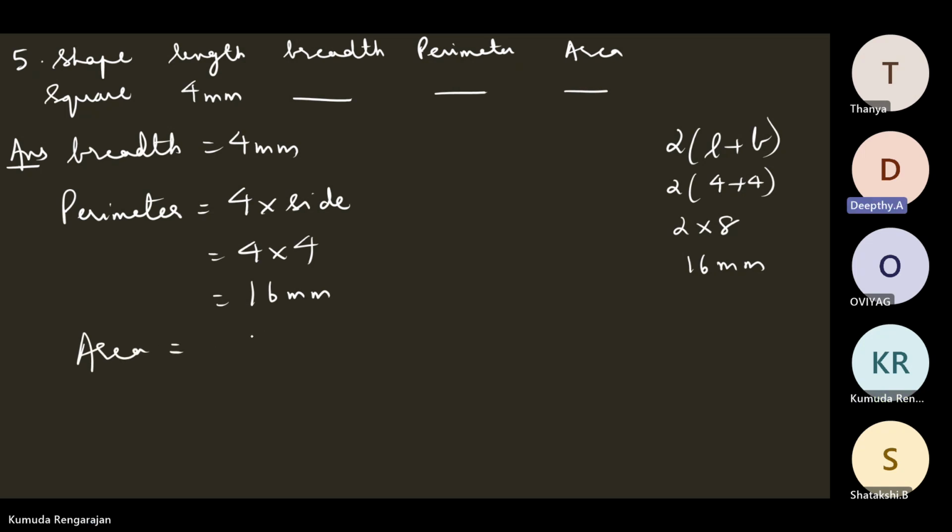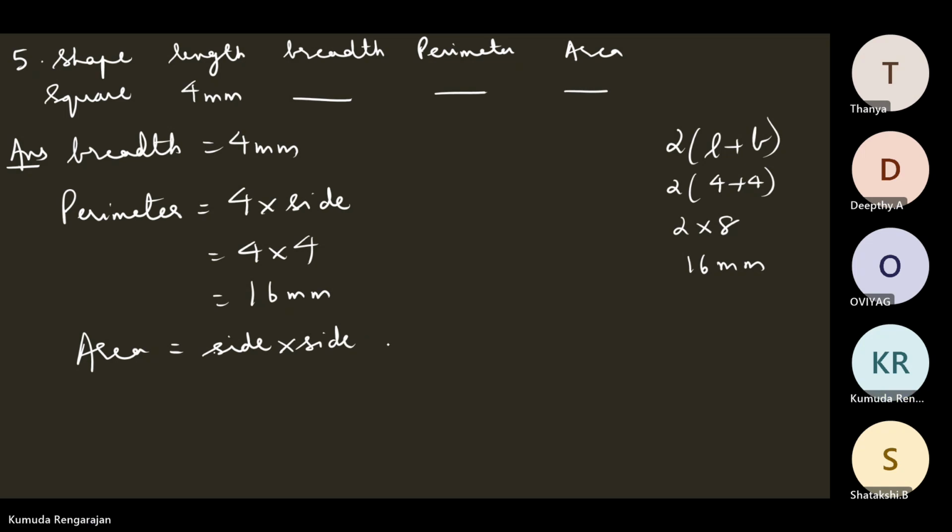Area is equal to L into B. No, don't write L into B. L into B also will give you the same answer, but what is the formula specific to find the area of a square? Side into side, ma'am. Correct, Satakshi. Side into side.